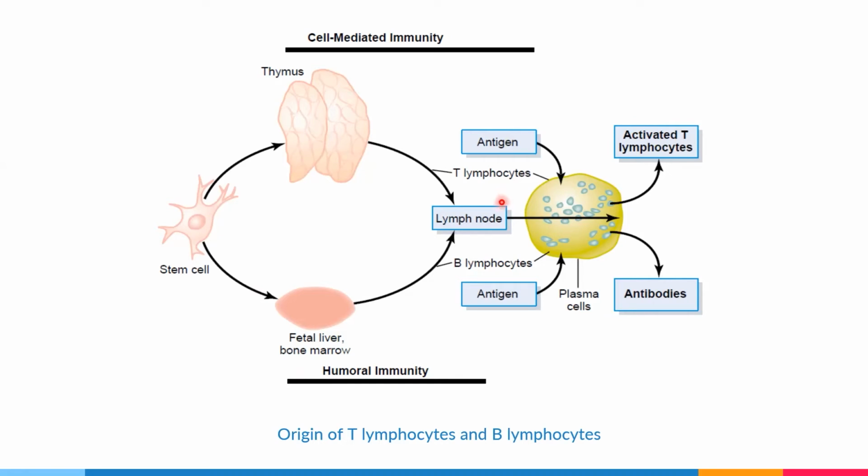When T lymphocytes encounter antigen, they become activated T lymphocytes and start the cell-mediated immunity pathway. But in case of B lymphocytes, when they encounter antigen, they differentiate to form plasma cells, which generate antibodies at a huge rate, and these antibodies activate the humoral immunity pathway. But a question comes: how are these T lymphocytes and B lymphocytes able to detect a particular antigen?